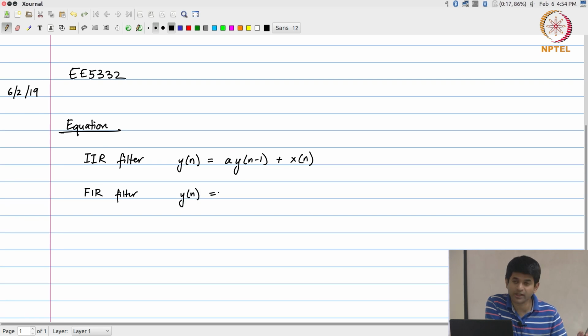Over here y of n does not depend on previous values of y of n, but it does depend on other values of x of n. So for example, this could be one example of what we are looking at as far as an FIR filter, a finite impulse response filter, is concerned. The output depends on previous values of the input, but not on previous values of the output itself. There is no feedback, so to say, okay. So these are just two simple examples of what we would consider as DSP algorithms. There are of course many others.